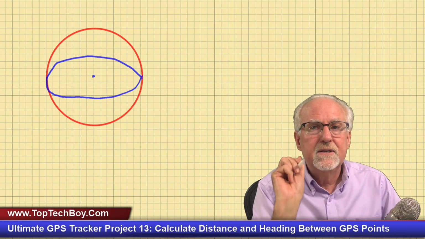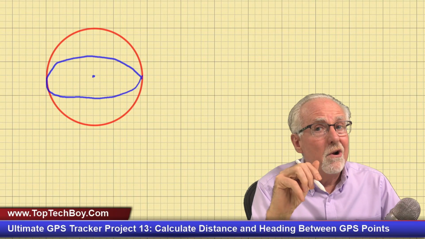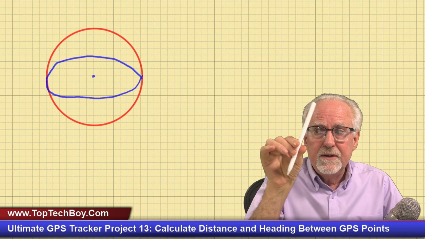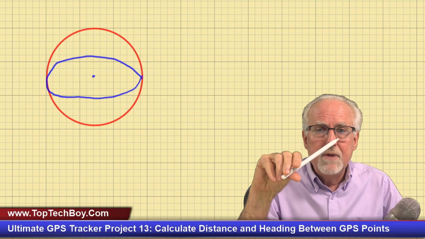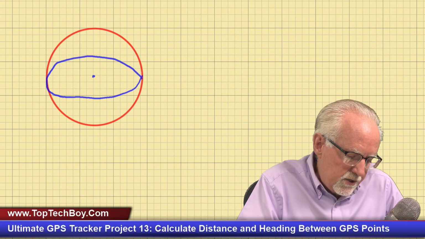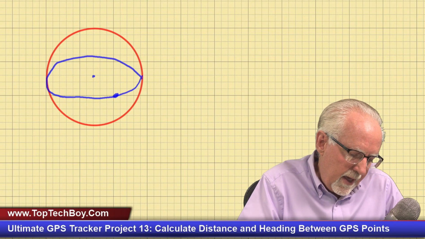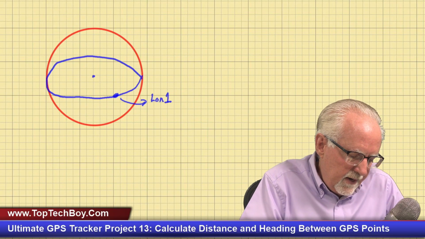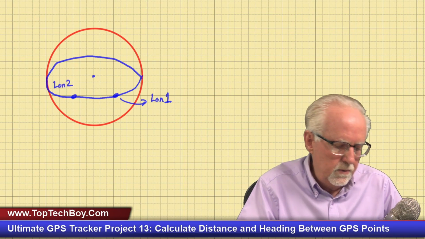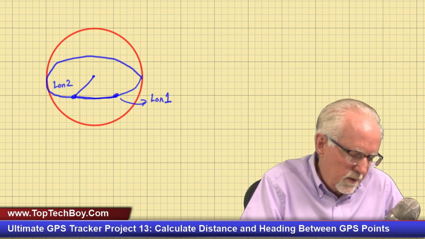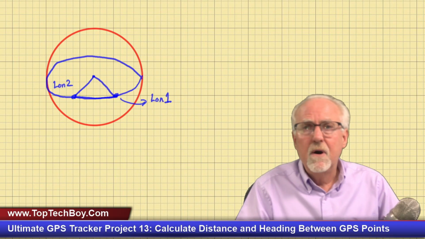And let's say I stayed on the equator, or I stayed on any circle for that matter, where I'm not changing the latitude. I'm only moving in longitude. So let's say that I was here at longitude 1, and then I came over here to longitude 2, and I moved from 1 to 2. Okay. Now, how far did I go?